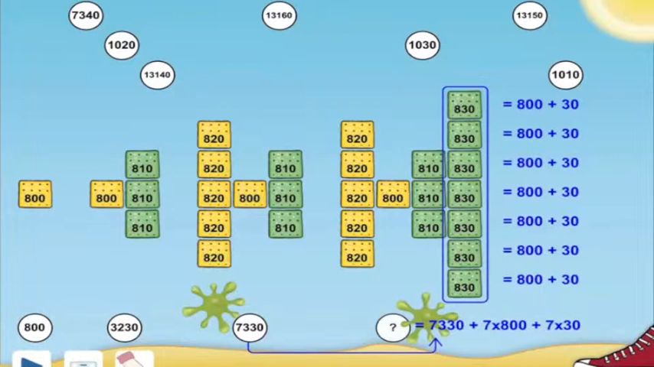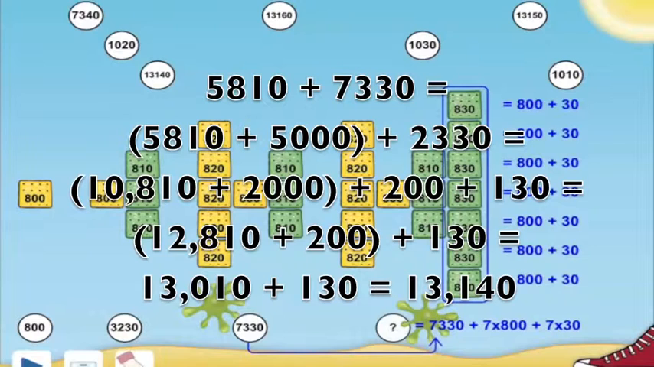Notice what we're going to do now. We're going to break out a 5,000 from the 7,330 so we can easily add it to the 5,810. When we do that, we obtain that 5,810 plus 5,000 is 10,810. We're also going to break the 2,330 into three numbers. We're going to pull out the 2,000, we're going to pull out the 200, and pull out the remaining 130.